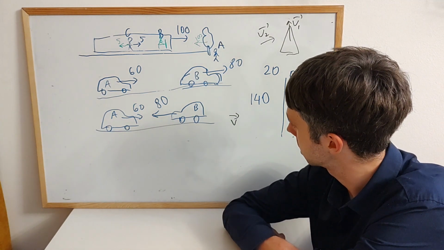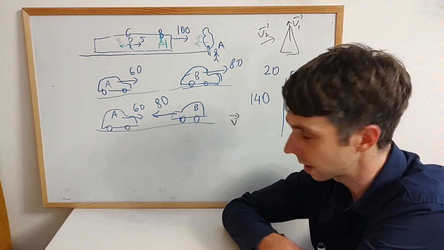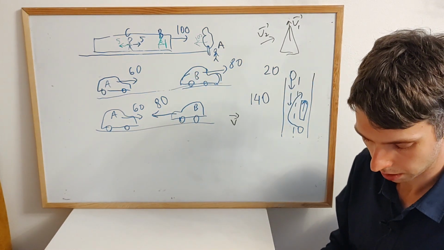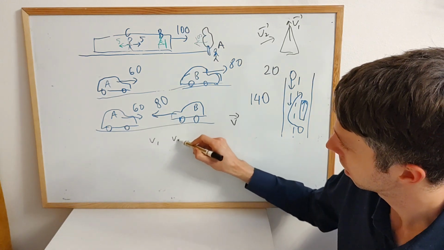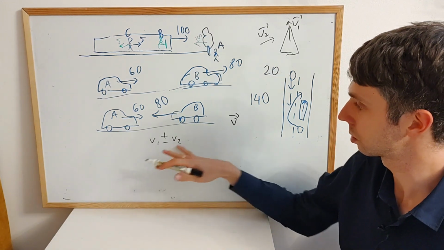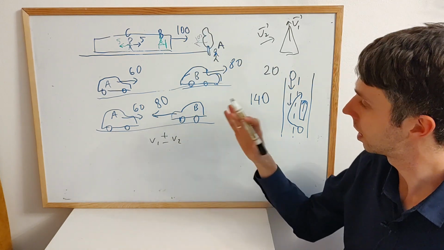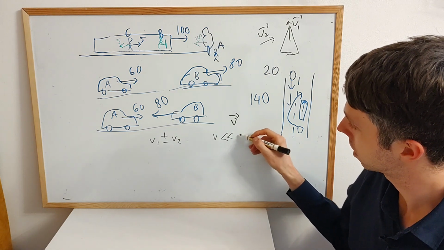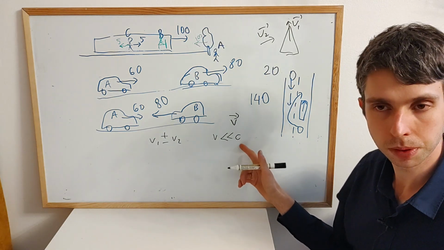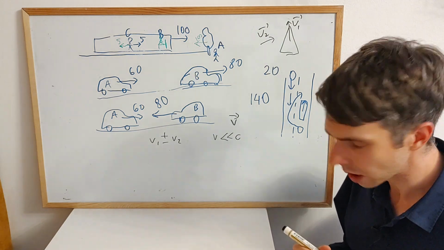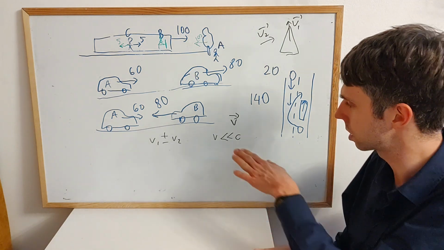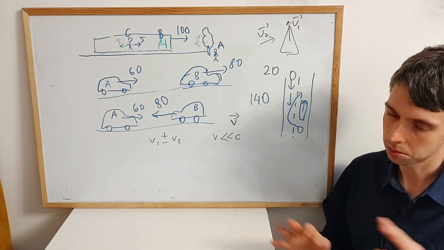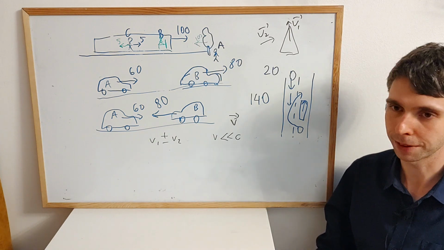But first let's make some final remarks, that these simple formulas to add or subtract two velocities assume that these velocities are much smaller than the speed of light. This assumption is of course satisfied in almost all everyday life situations.